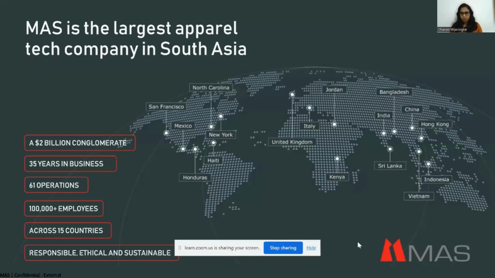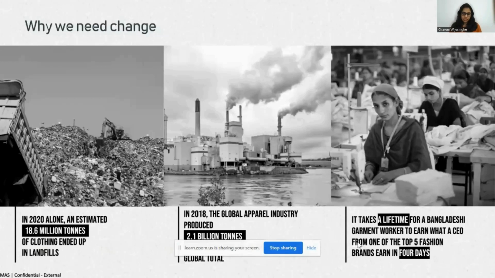MAS is home to a community of over 118,000 employees around the world, and MAS has 361 operations around the globe, and we also span across 17 countries with established design locations and key style centers across the world. Over 35 years in our operations, MAS has gained global recognition for its ethical and sustainable working environment and for the organization's tireless effort in social development and women empowerment. So MAS has identified that we need a change.